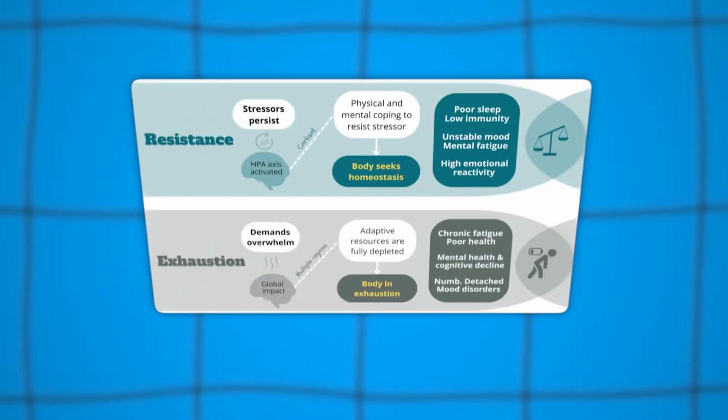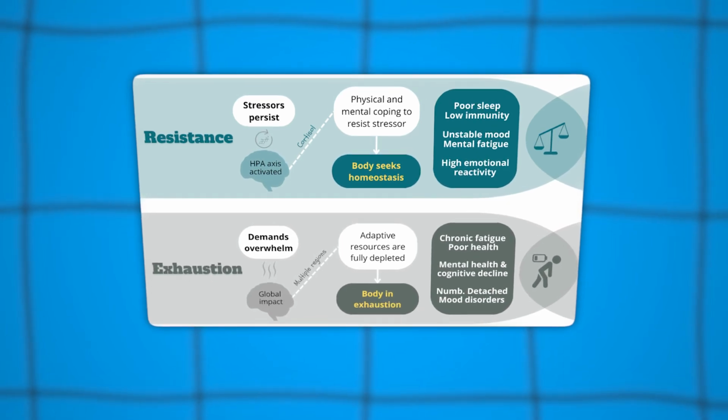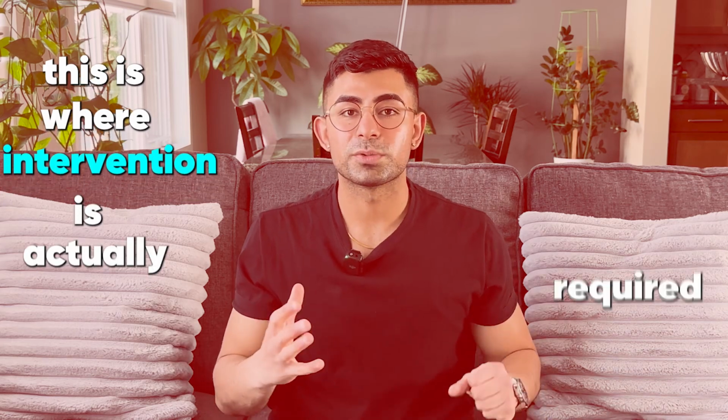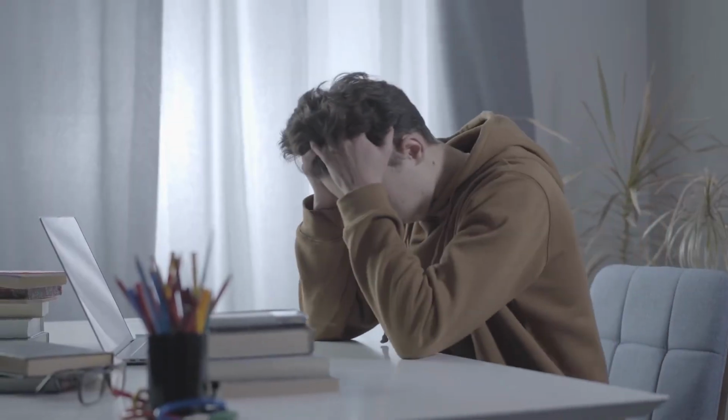However, if you continue dwelling on it, you have phase 2, resistance, and then exhaustion. That's when your body completely gives up. This is where intervention is actually required for stress, because stress is a silent killer.